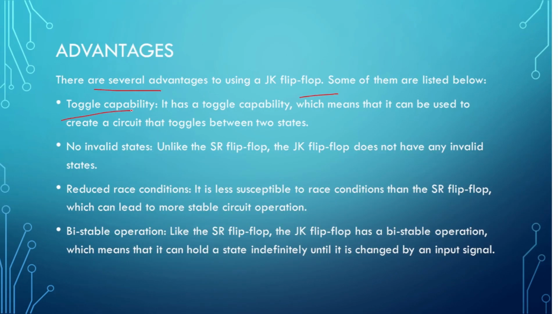First one is the toggle capability. In the SR flip-flop, there is an indeterminate state, but here it can manage with the toggle capability. So here we have no invalid state like the SR flip-flop, and it has a reduced race condition compared with the SR flip-flop, and it also functions in bistable operation. This advantage is similar to the SR flip-flop.